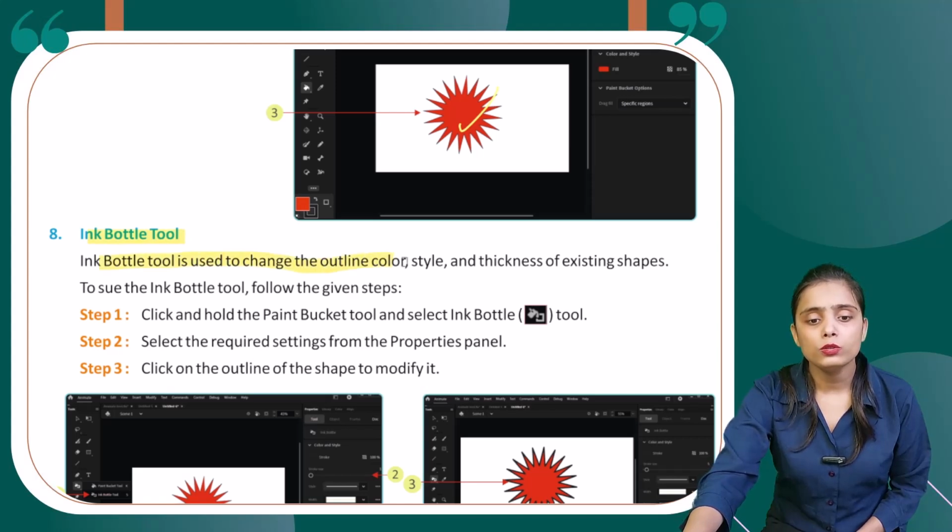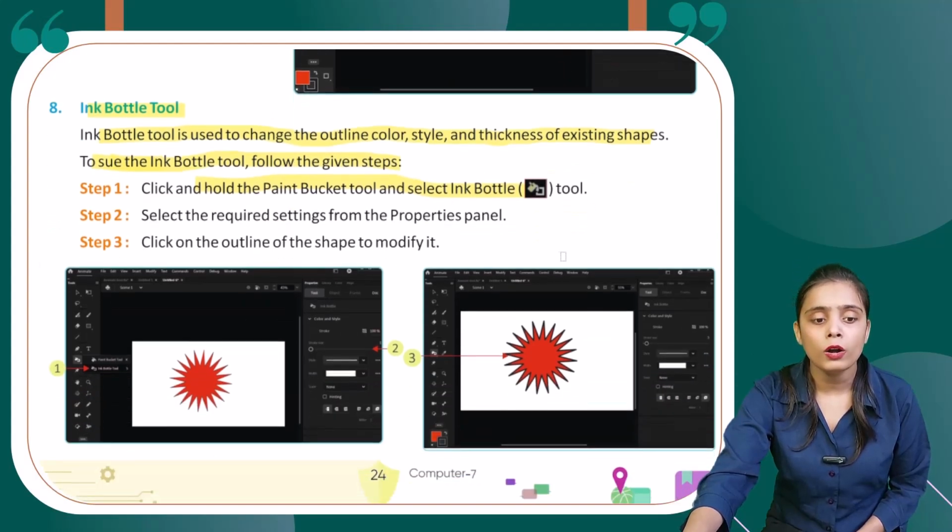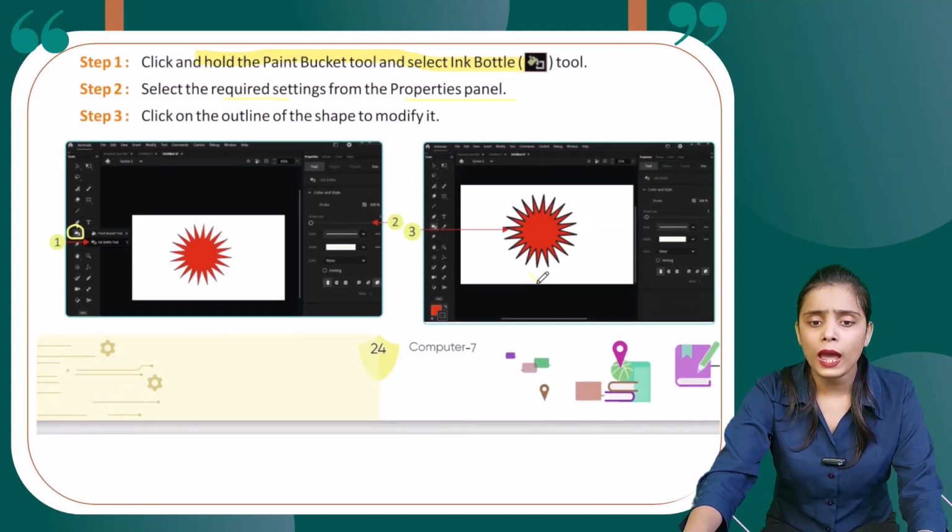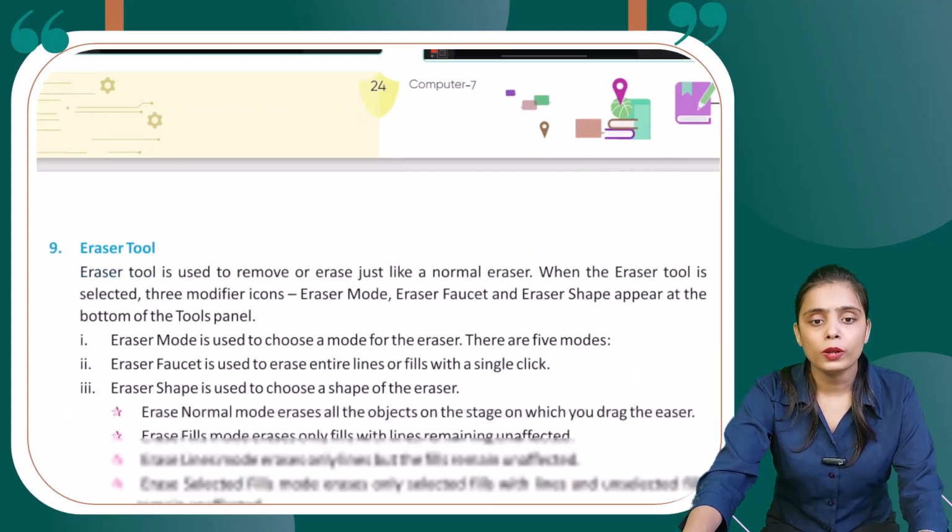Now let's see ink bottle tool. Ink bottle tool is used to change the outline, color, style and thickness of existing shapes. To use the ink bottle tool, follow the given step. So click and hold the paint bucket tool and select ink bottle tool. So students, how are you going to select it? As soon as you have used the paint bucket tool from here, when you click on its small arrow you will get the ink bottle tool. After clicking on the ink bottle tool, you have to make the required settings from the properties panel, and then you can easily modify the outline of the shape.